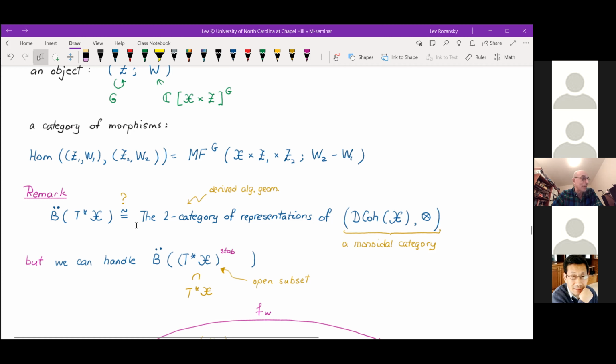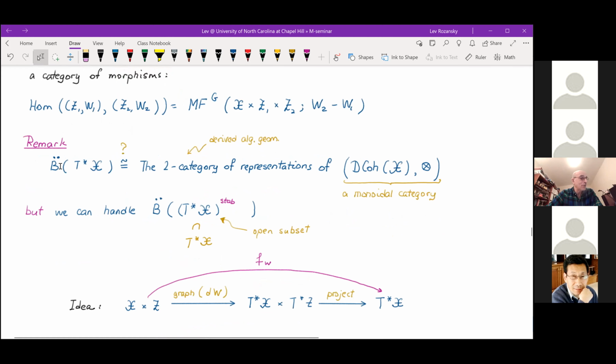How does it appear if you take the zero section of T star X? That's a Lagrangian submanifold defined by W equal to 0. So its endomorphisms will be exactly coherent sheaves over X. Then any other object becomes a module over the endomorphisms. And presumably this will give you an equivalence.